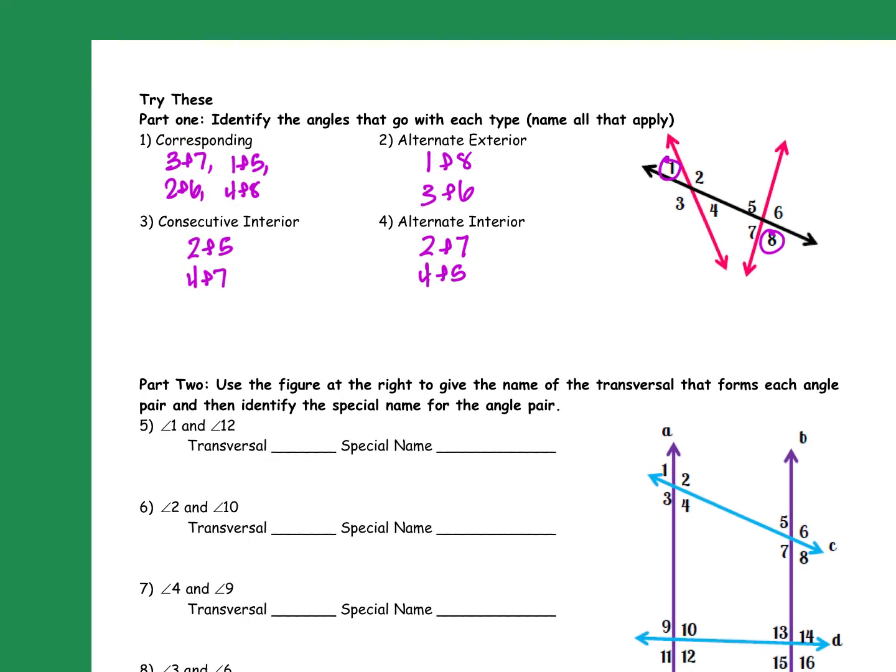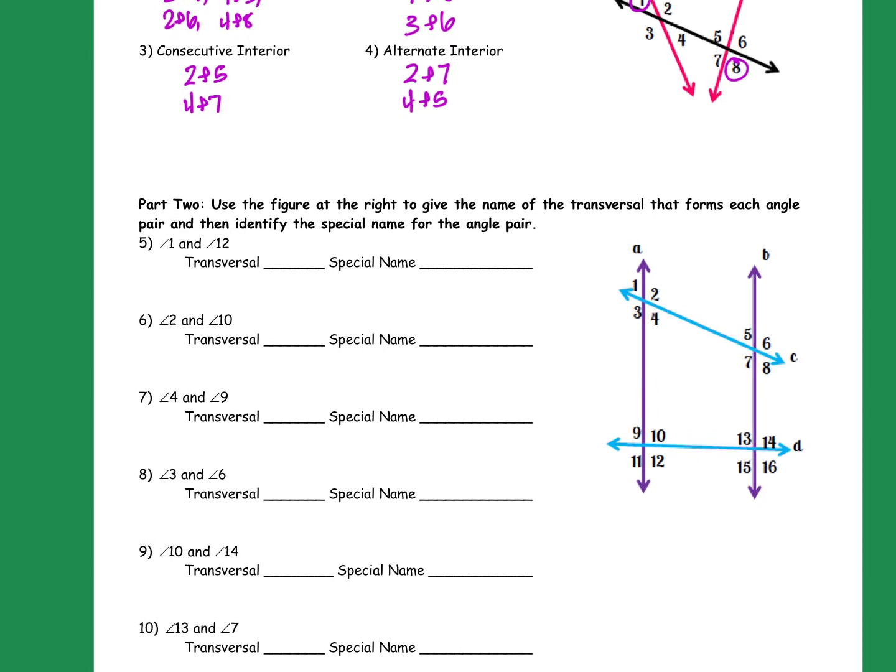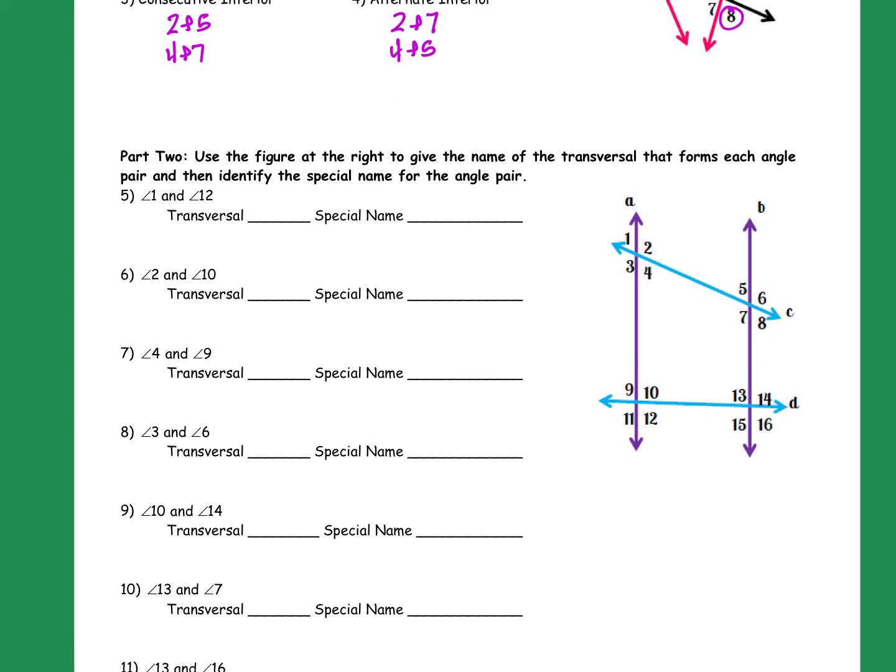Awesome. So now we're going to get a little more complicated, right? So I've got 4 lines. For part 2, use the figure. I'm going to do a few of them, and then you guys are going to do a few of them, okay? Use the figure at the right to give the name of the transversal that forms each angle pair, and then identify the special name for the angle pair. So right, same side interior or consecutive interior, alternate interior, corresponding, vertical, whatever they are, okay?